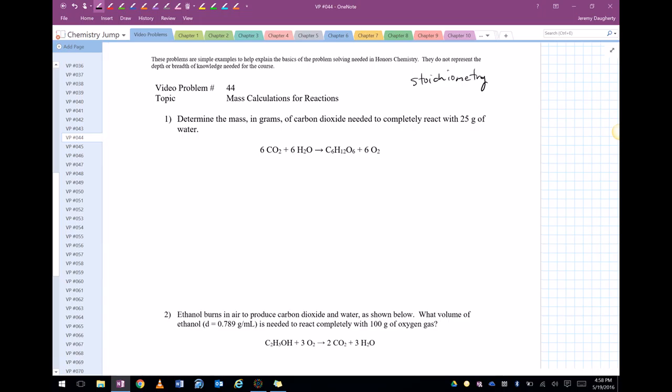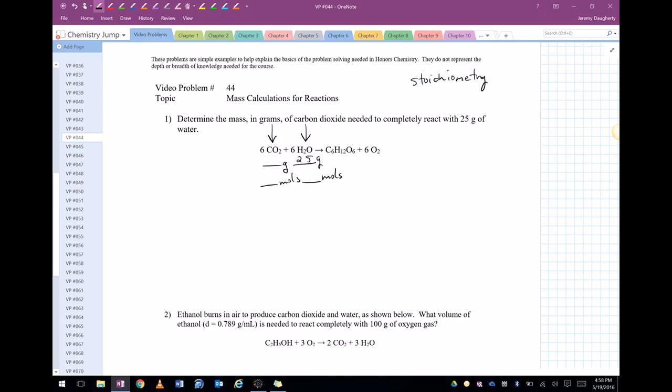All right. Determine the mass in grams of carbon dioxide needed to completely react with 25 grams of water. So anytime I write a line with grams, I write a line with moles, and these are back to back. What I want to illustrate in these problems is if I am given a certain amount of reactant, I can calculate exactly how much of that other reactant I need to completely react. I'll talk a little more about that when I'm done here.